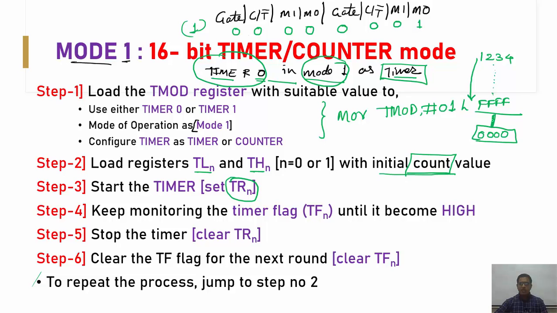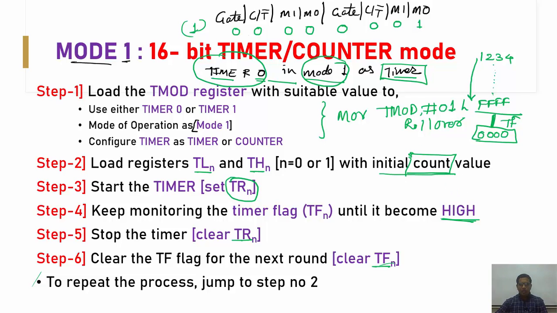For this rollover, or overflow, the status of the TF flag changes from 0 to 1. So we have to wait until this flag bit is set. Once the flag bit is set, simply stop the timer, then clear this flag, and if required, again load the initial value and continue with the process. So these are the simple 6 fixed steps that we have to follow for the 16-bit timer mode configuration for a timer.